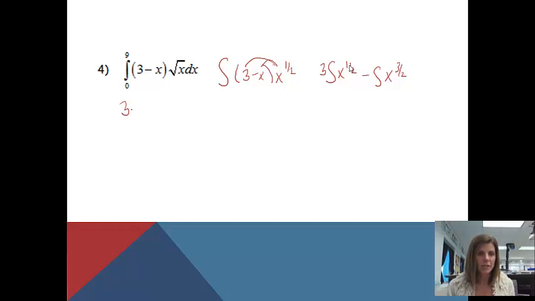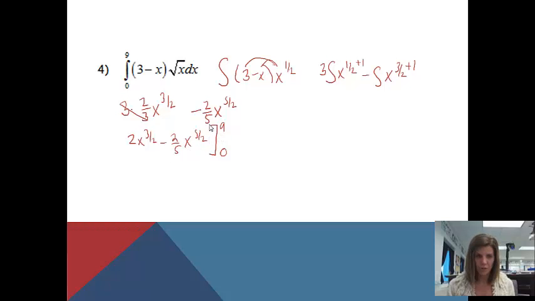I'll get 3 times, remember we're going to increase the power by 1, so 1/2 plus 1 would be x to the 3/2, and then we put the reciprocal out front, and then minus x to the, if I add 1 to 3/2, that will give me 5/2, so it will be 2/5 times x to the 5/2. So I notice that my 3's cancel out, so I get 2x to the 3/2 minus 2/5 x to the 5/2, and we get to evaluate it at 9 and 0. Okay, we don't get to use our calculator on this, so let's see if we can do it. Please remember that 3 is the power and 2 is the root.